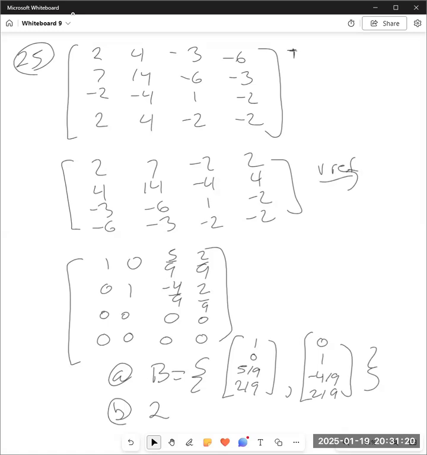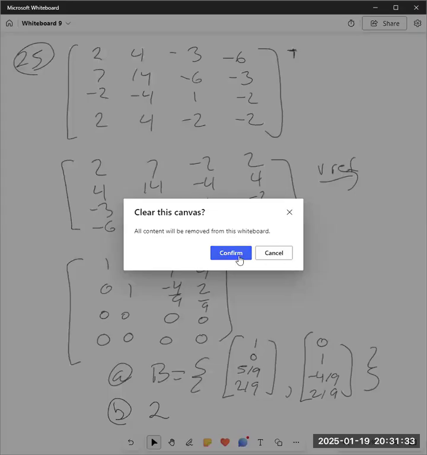Let's go ahead here with number 29. 29 asks me to find the null space for the matrix, which I kind of already talked about. I didn't really talk about the null space. I talked about the nullity, but not the null space. 29 isn't really a great problem for this.